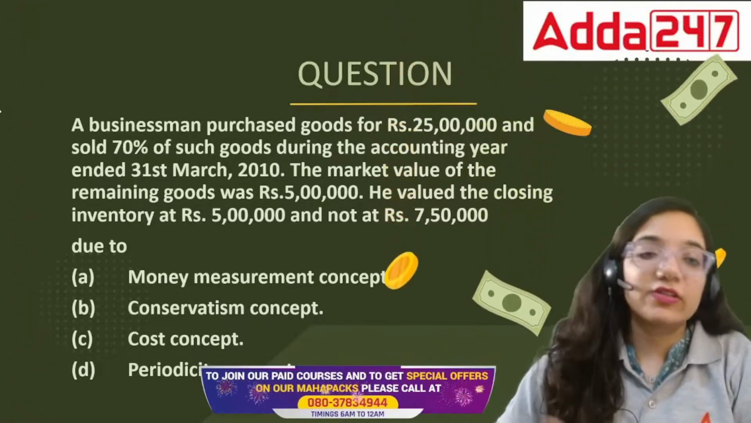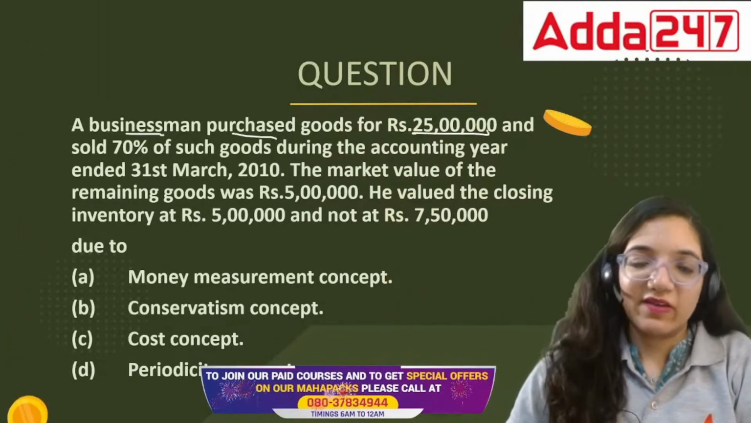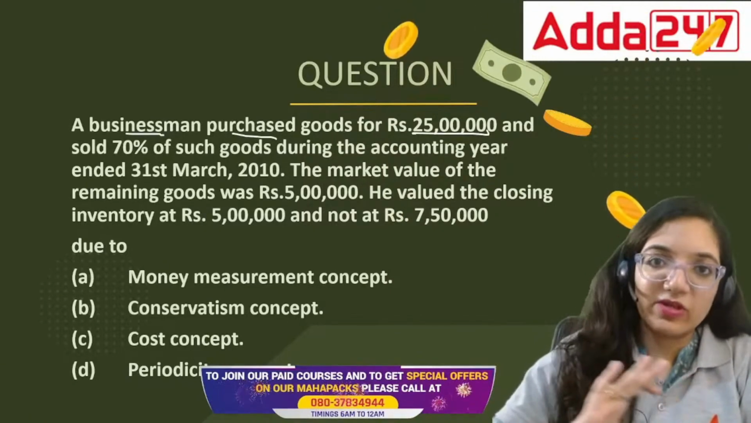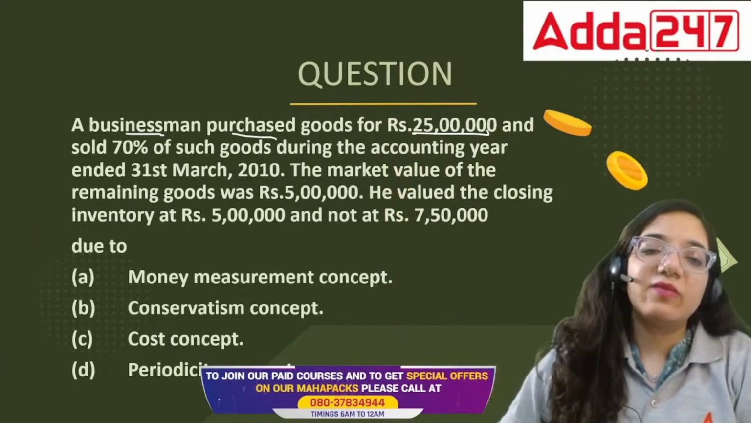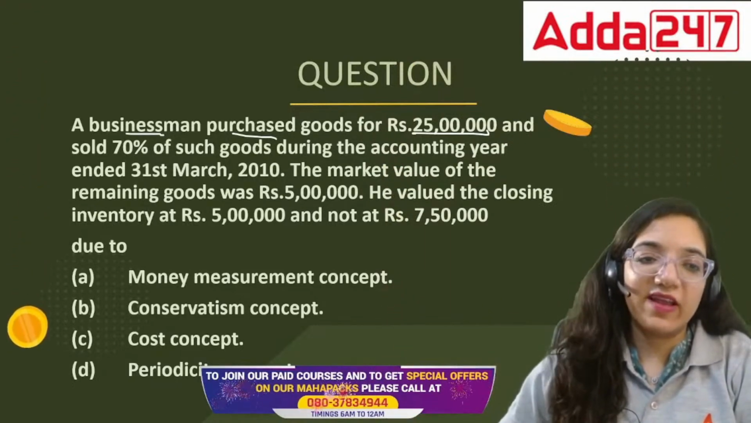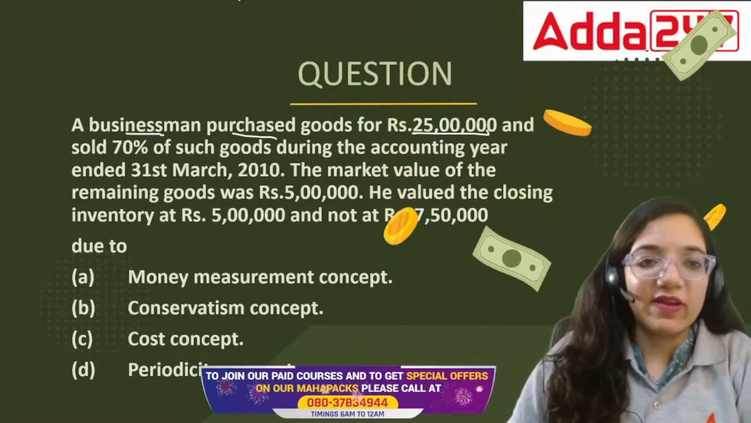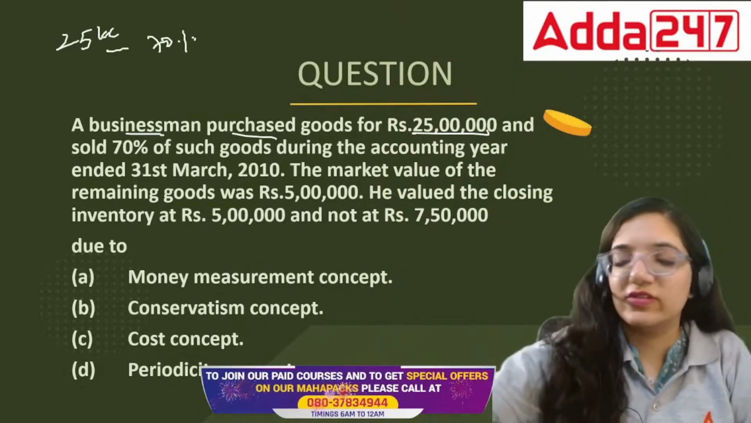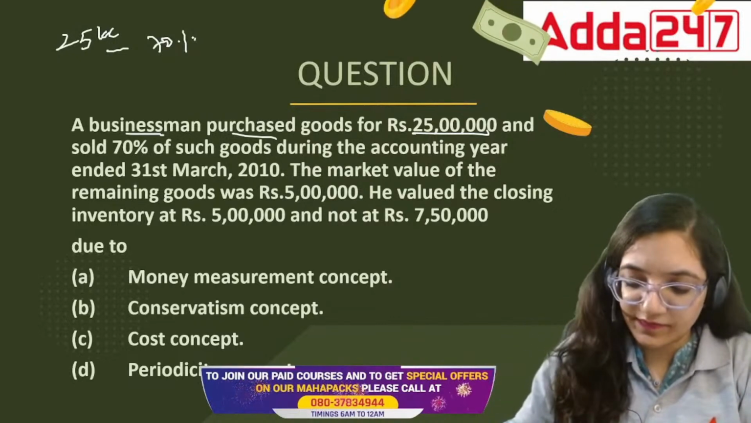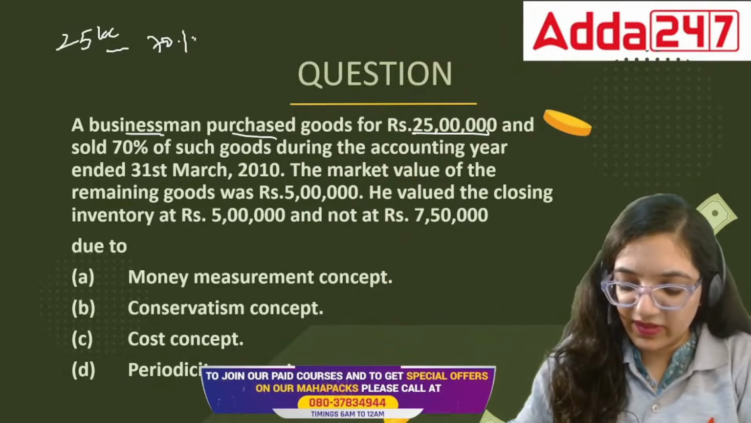You know? Then, acha, there is one more point there. A businessman purchased goods worth rupees 25 lakhs. The previous question was from module C. Now moving on to module A again. The businessman purchased goods for rupees 25 lakh and sold 70% of such goods during the year. Out of this 25 lakh, he has sold 70% of it.